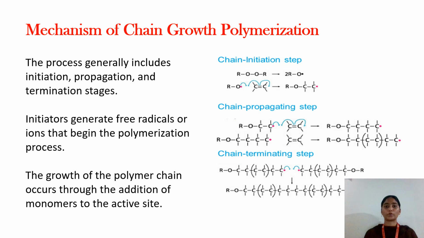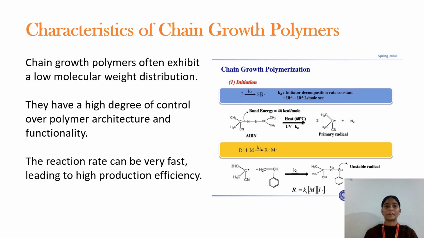Mechanism of chain growth polymerization. The process generally includes initiation, propagation, and termination stages. Initiation generates free radicals or ions that begin the polymerization process. The growth of the polymer chain occurs through the addition of monomers to the active site. Here is an example of chain growth with initiation, propagation, and termination.